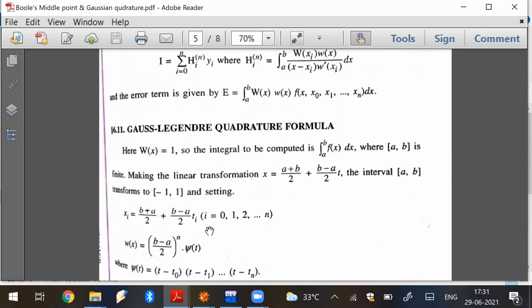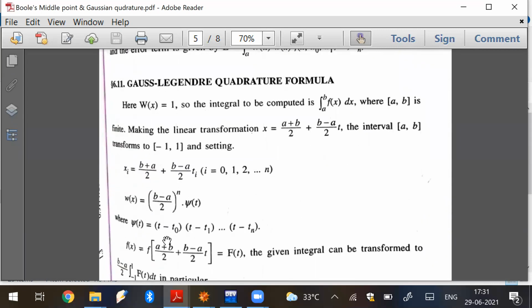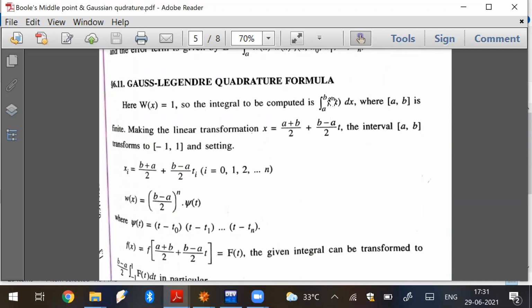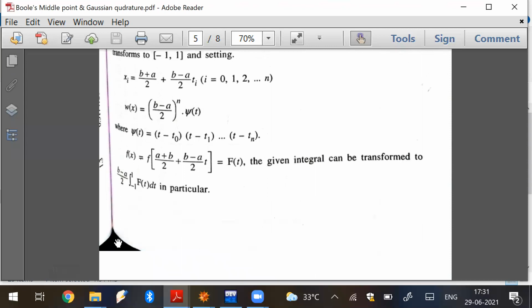These are the settings we are using here, where for psi(t) you have to know that these t_i are nothing but the roots of the Legendre polynomial of parameter n. Once you use this, x is replaced by the t parameter, so it is now a function of t, which I mark as a new function, capital F(t). Ultimately, the integral of f(x) dx from a to b is performed in this form: (b minus a)/2 times the integral from -1 to 1 of capital F(t) dt.